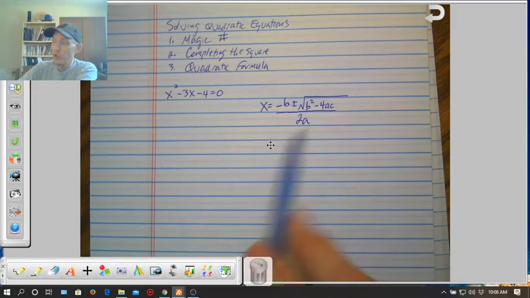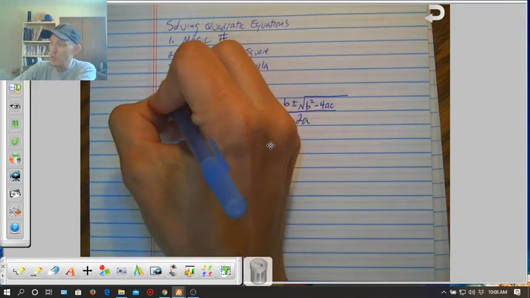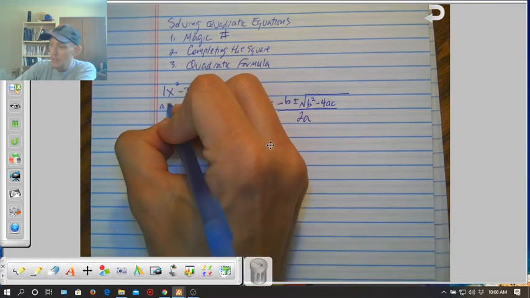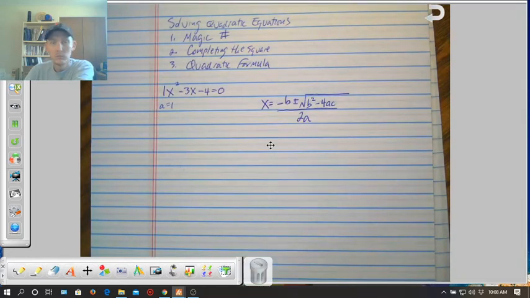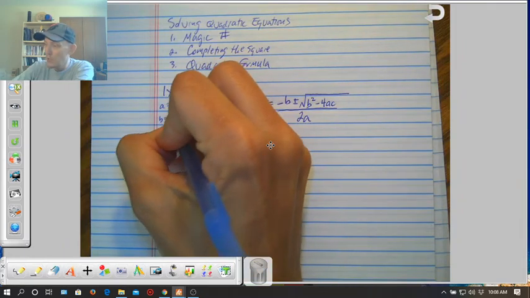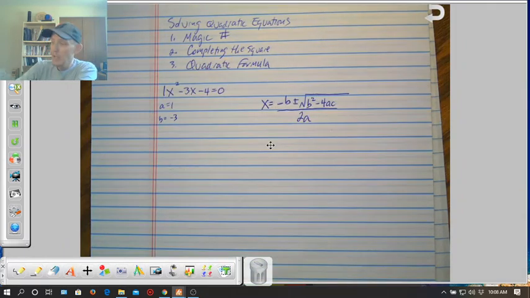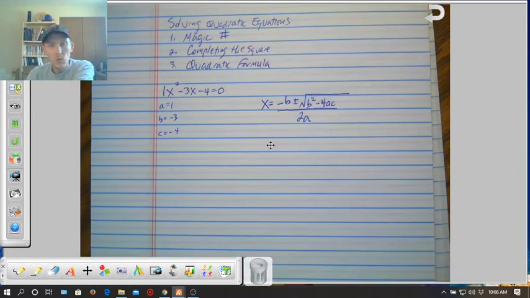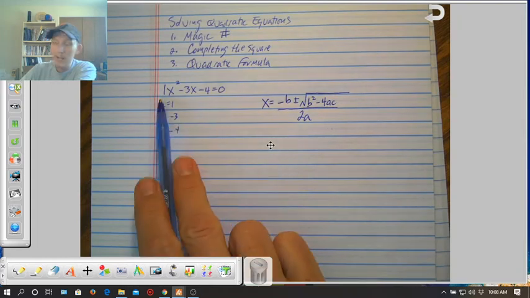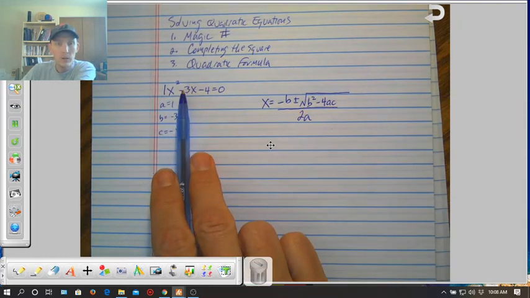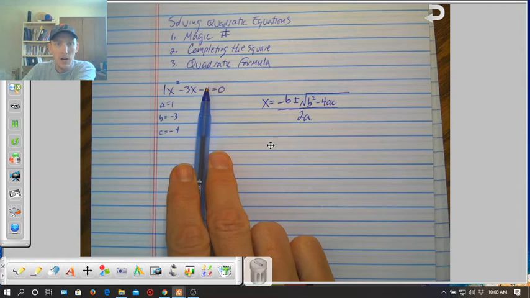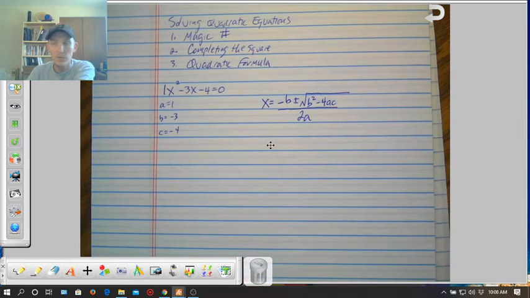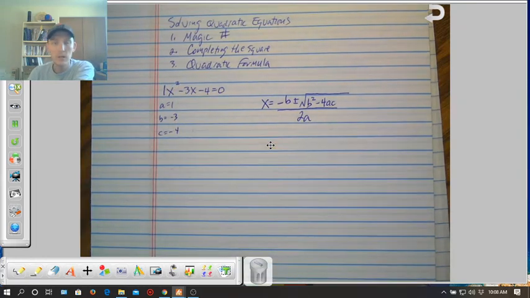Now the thing we have to remember from earlier in this unit is that a, b, and c are the coefficients, or the numbers, that are in the quadratic equation. So a equals 1, b equals negative 3, and c equals negative 4. So to use the quadratic formula, we're simply going to take these numbers in front of the x squared, in front of the x, and this constant at the end, and replace each of these variables in the quadratic formula with the numbers that we see here.